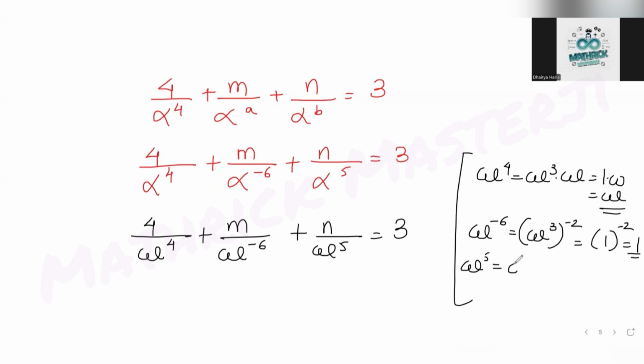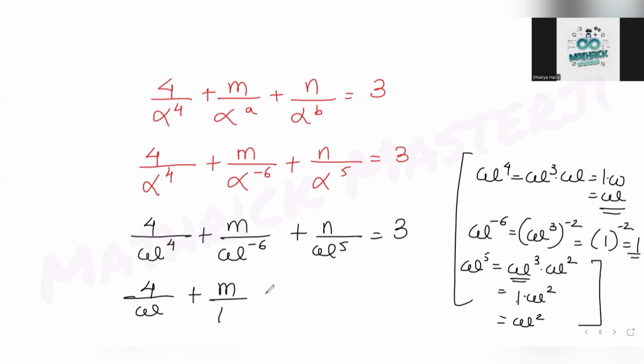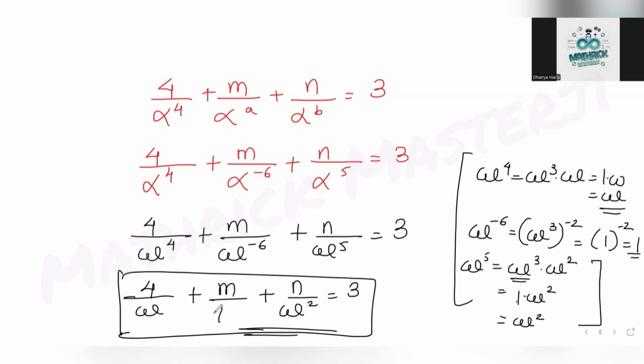Omega raised to 5, omega cube into omega square. Omega cube is 1, so 1 into omega square. So that leaves me with omega square. So I have this with me. So it leaves me with 4 over omega, m over 1, n over omega square equals 3. Now, once I have this with me, let's try to figure out.